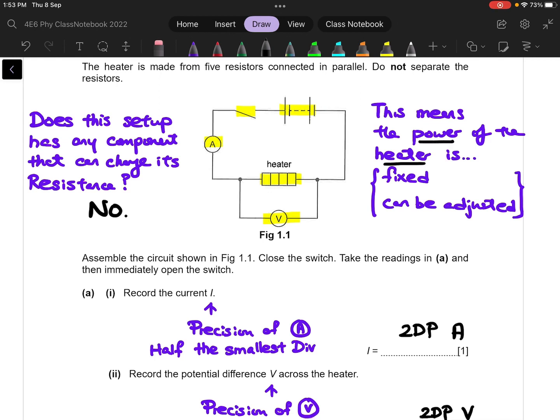And this means that the power of your heater, is it going to be fixed or can it be adjusted? So I know some of you may be thinking, well, strictly speaking, if I can increase the number of batteries, then I can change the power of the heater. But how many electrical experiments have you done where there's an instruction to tell you that, okay, first reading you put 1 battery, second reading put 2 batteries, third reading you put 3 batteries? Very seldom, right? Most of the time, the number of batteries is fixed from start to end.